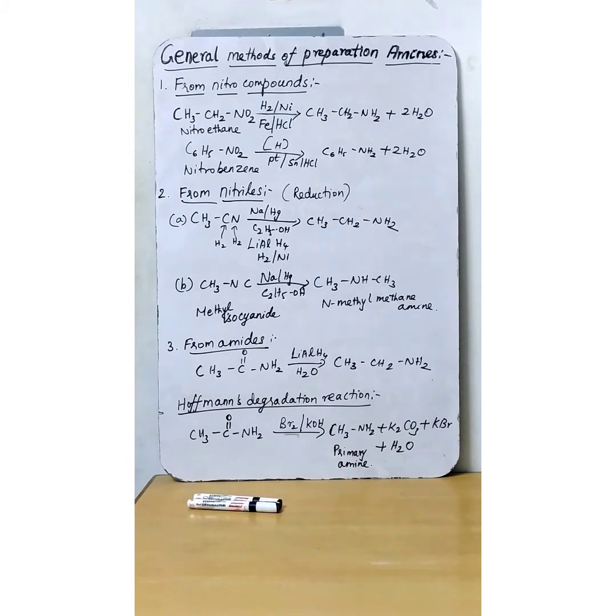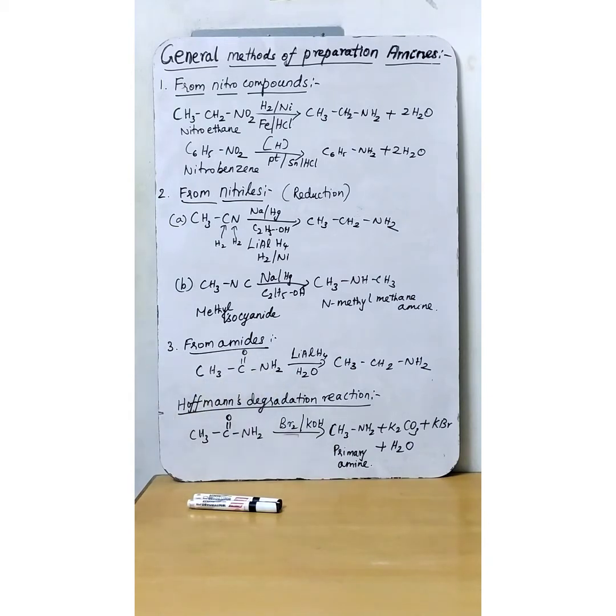Okay. The next method of preparation is from amides. What's the functional group for amide? Bond CONH2. So acetamide, CH3CONH2. What is the formula for acetamide? CH3-CO-NH2.